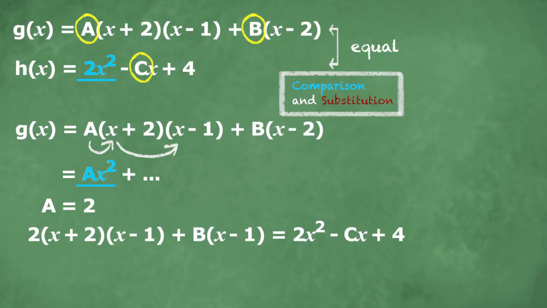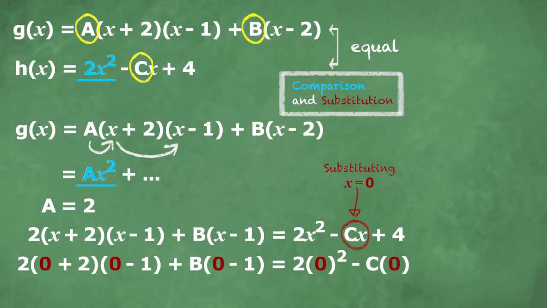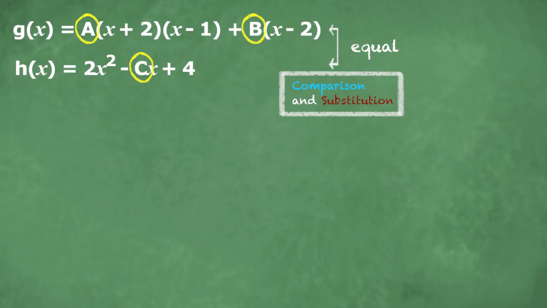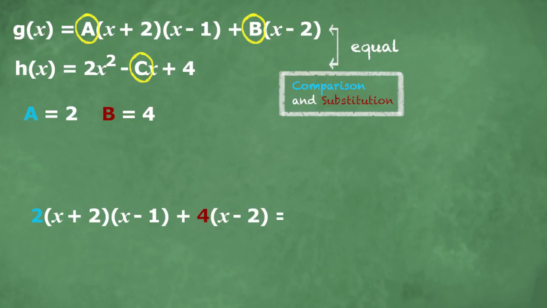Now, look at the term c times x. We can find the value of b by substituting x equals 0 in the equation. The value of b is 4. Now we know a equals 2 and b equals 4, and we can form an equation using g of x equals h of x. We can find the value of c by substituting x by a suitable value.